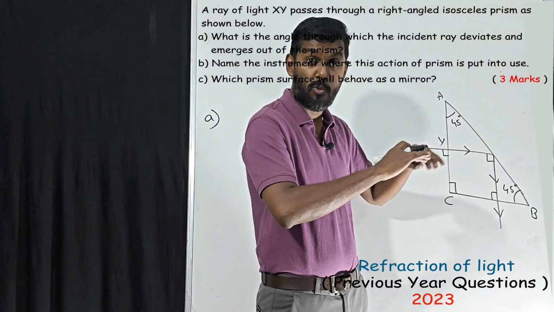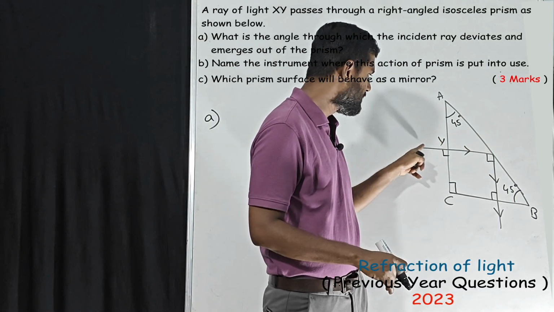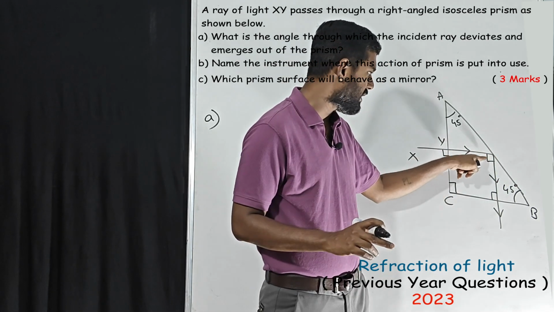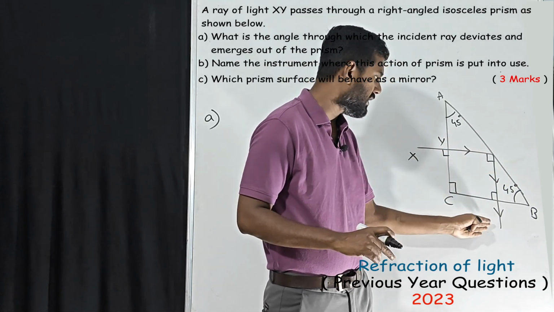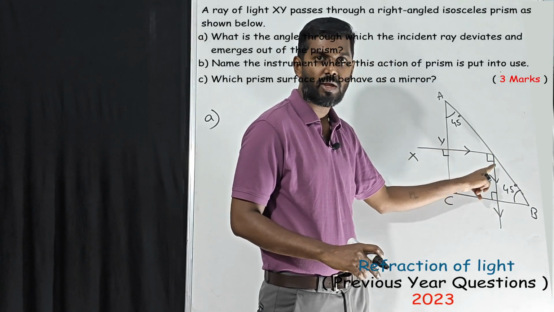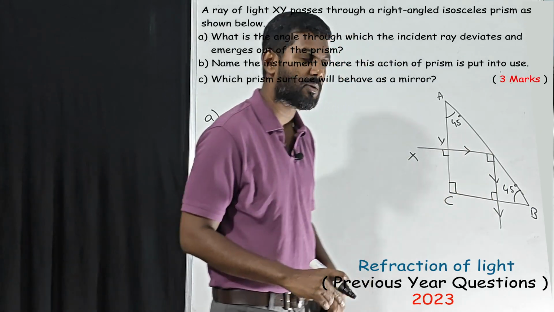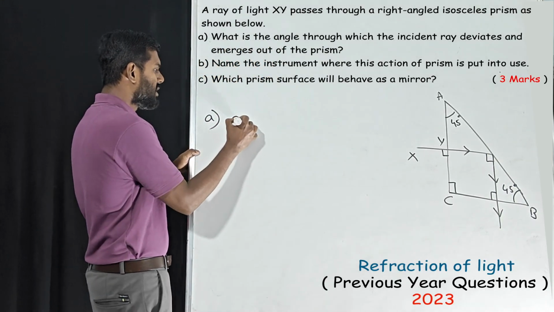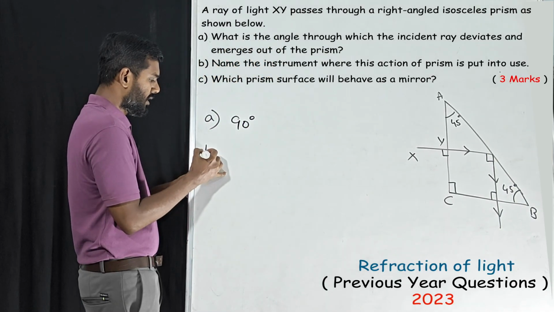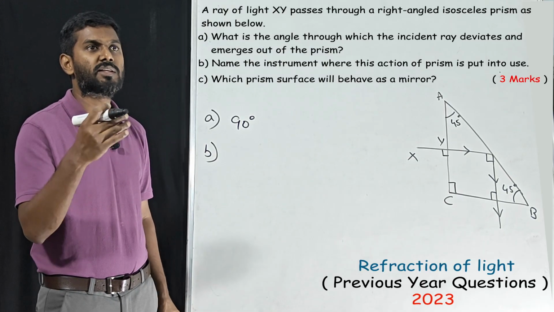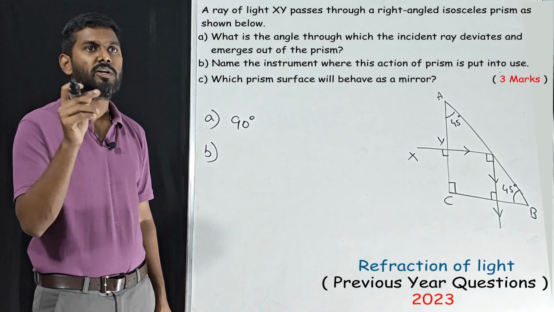You have to extend both. Incident ray, this is what we have learnt in the concept video. Incident ray is here, you extend it, and this is the emergent ray, you extend it. What is the angle between them? That is nothing but angle of deviation. So in this case it is 90 degrees. That is done. Second one, name the instrument where this action of prism is put into use.